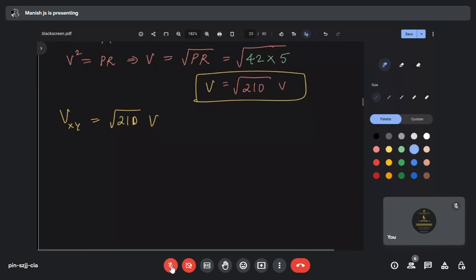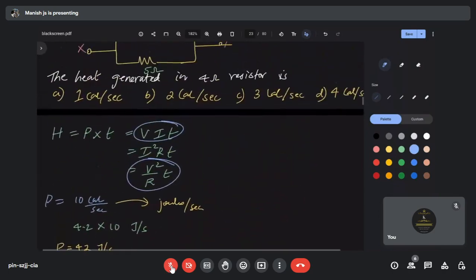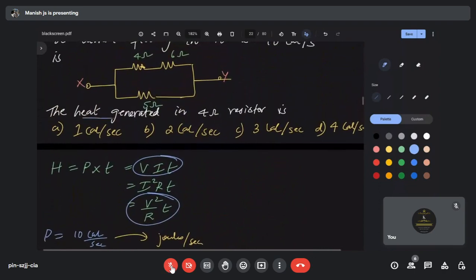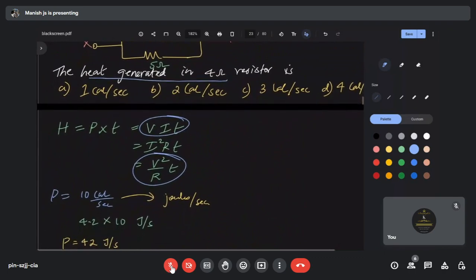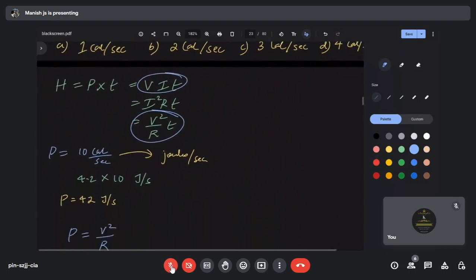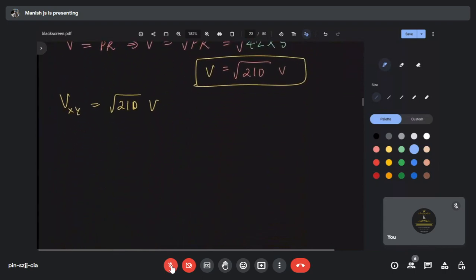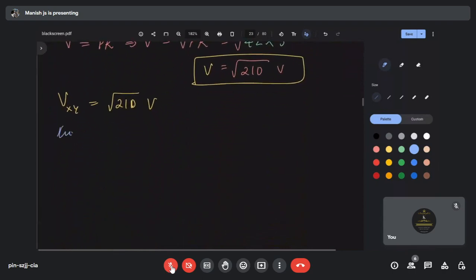We have found out. Next, now we will find out what is the current passing through the 4 ohm resistance. Heat கொடுத்திருக்காங்க. They are asking the heat, but we need to find out the current as well for the heat. Yeah, without that it would be difficult. So what is the current through 4 ohm resistance? So we will find that. So current passing through 4 ohms resistor கண்டுபிடிச்சுக்கலாம்.